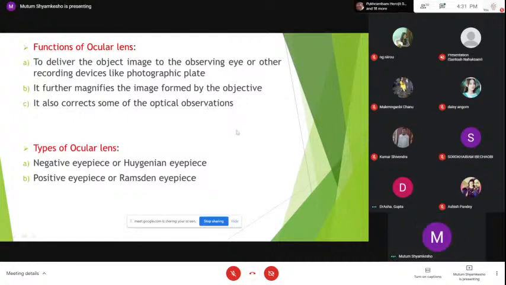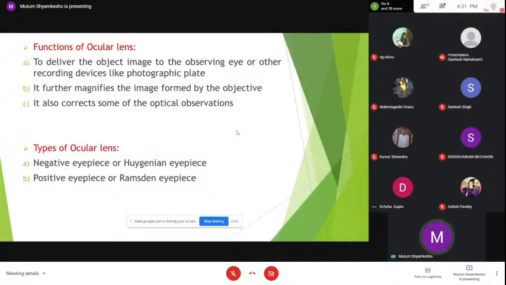And then there are two types of ocular lenses, that is the negative eyepiece, also known as the Huygens eyepiece, and the positive eyepiece, or the Ramsden eyepiece.